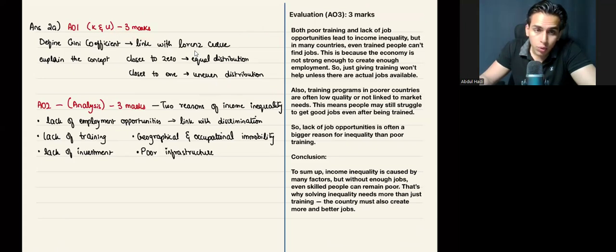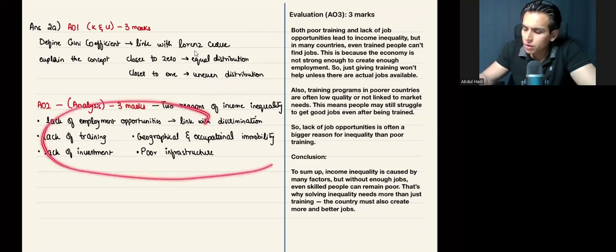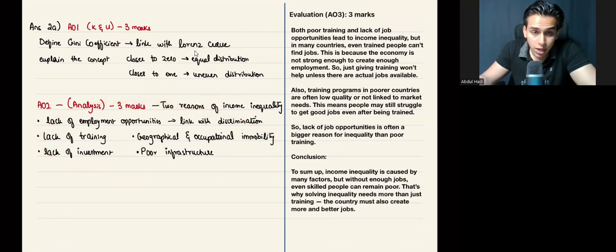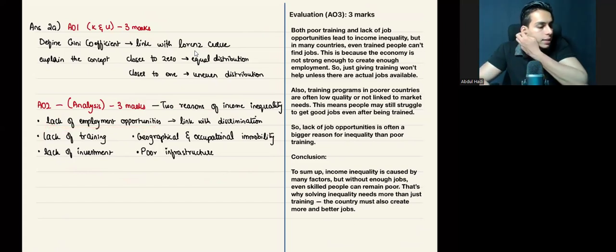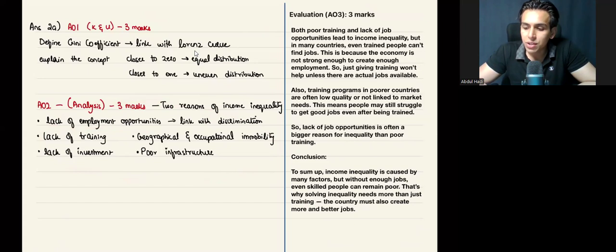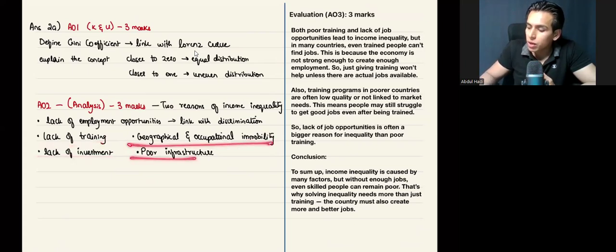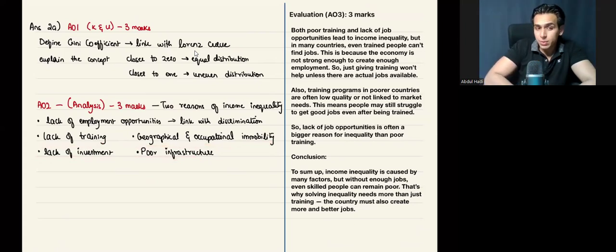How do we move to AO2 analysis when we start giving reasons about income inequality? There are multiple reasons for income inequality. You have to write only two and you have to explain them properly. So the first one could be lack of employment opportunities. You can say that in a low income country, businesses are not that many, and people are not that much educated. They are not that much trained. This means that there will be lack of employment opportunities for people living in low income country. Then we have lack of training, lack of investment, poor infrastructure, geographical and occupational immobility. You have to develop these points.